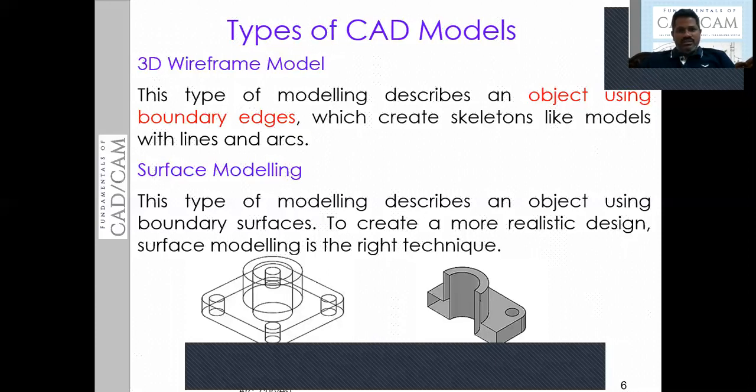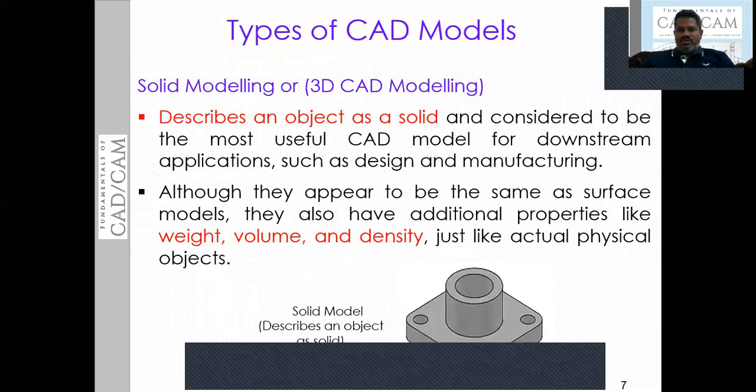Let me move forward to see this solid model or a 3D CAD model. This model is going to describe a solid and is considered to be the most useful CAD model for the downstream applications such as design and manufacturing. This appears to be the same as the surface model, but it has properties. You can assign properties like weight, volume, and density.